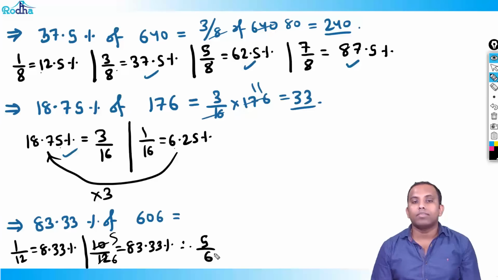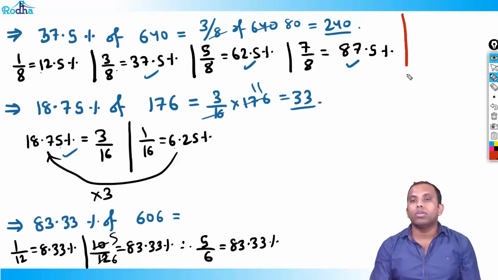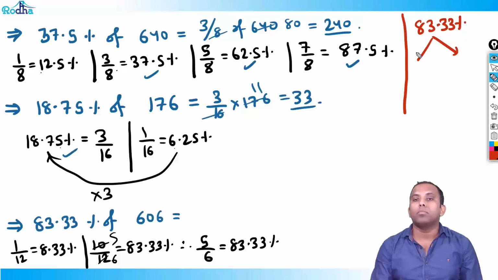Therefore, 5 by 6 is 83.33%. One more thing you can do is just break this down. 83.33%. The problem is due to this decimal part, 0.33. See in the table, where does 0.33 come in the decimal part? You can see it in 33.33%. So you can break this as 50% plus 33.33%.